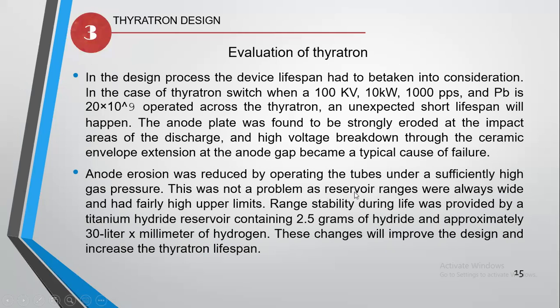So we have to add a reservoir. Reservoir ranges were always wide, with fairly high upper limits, to inject the tube with the right amount of gas and to ensure a constant high pressure in the tube. Also, we have to add titanium hydride in the reservoir itself, containing 2.5 grams of hydride and approximately 30 millimeters of hydrogen. These changes will improve the design and increase the thyratron lifespan. So this is the improvement we want to add to our design.